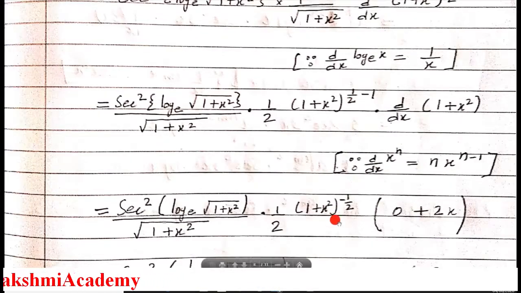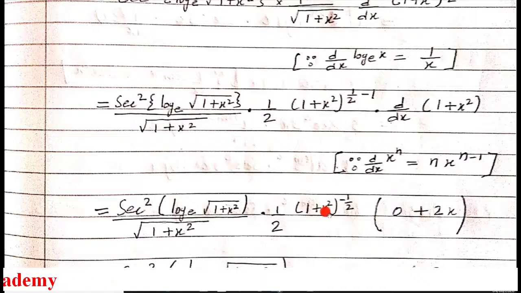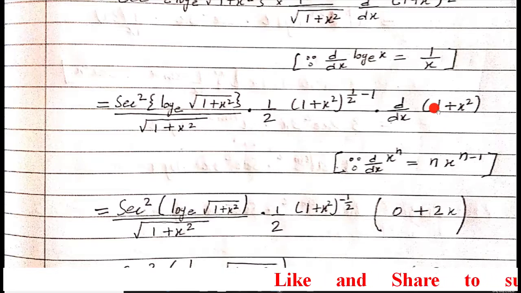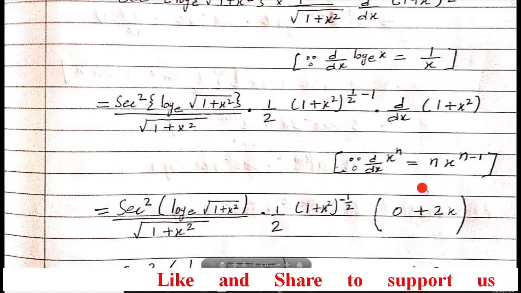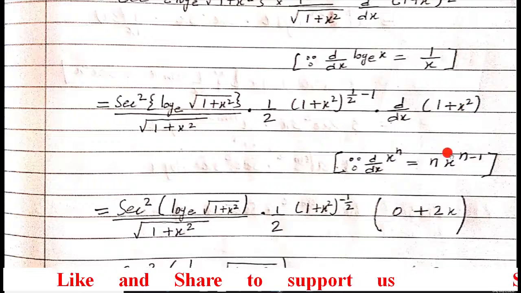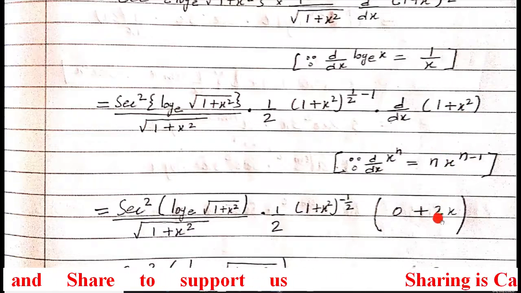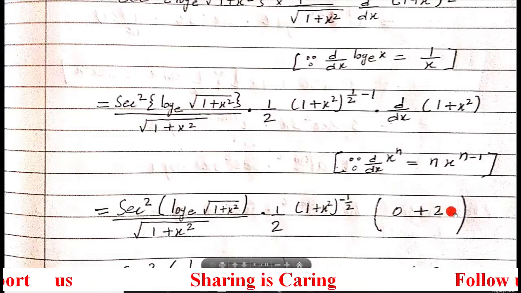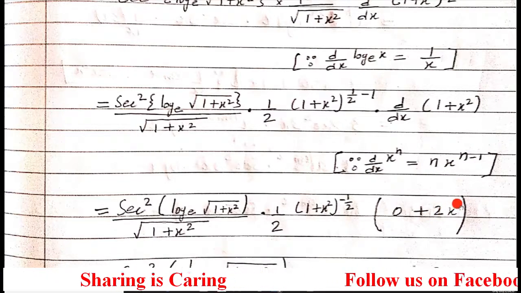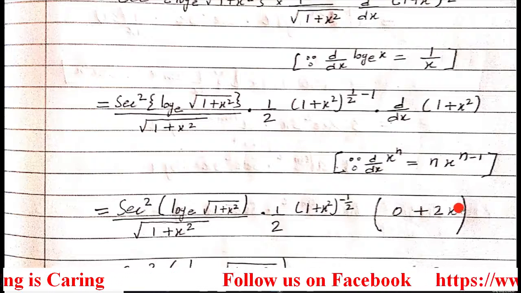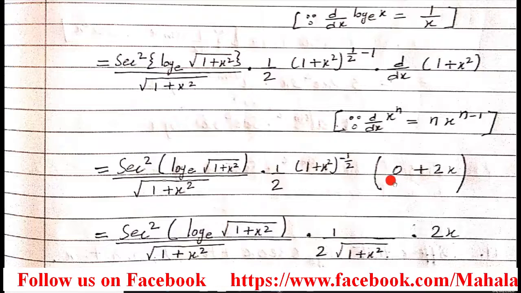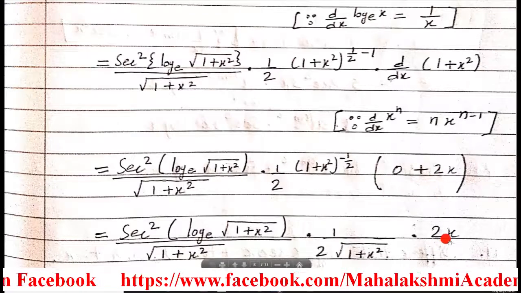So you see the next step. Half minus 1 is minus half, and this term as it is, this 1 upon 2 as it is. Now we'll differentiate it. 1 is a constant, so the differentiation of a constant is 0, and x square is differentiated by this formula again, that is n x to the power n minus 1. So 2x to the power n minus 1 means 2 minus 1. When we do 2 minus 1, only 1 will come, that's why I did not write it here. Now 0 plus 2x is 2x.